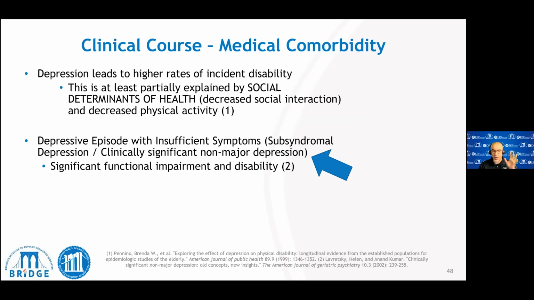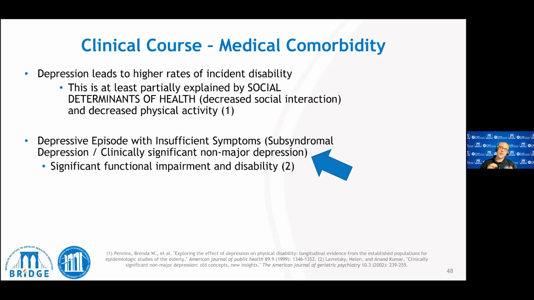So depression leads to higher rates of incident disability. And this is only partially explained by social determinants of health. It's mostly explained by depression itself. And depressive episodes with insufficient symptoms, which is subsyndromal depression, right? So folks that have some depressive symptoms but don't meet the full criteria also have significant functional impairment and disability.